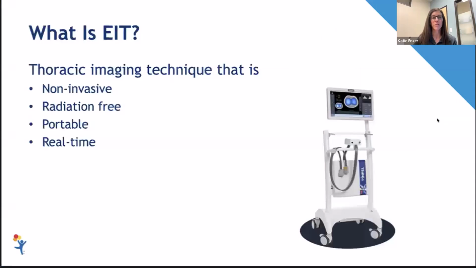So for those of you who are not familiar with electrical impedance tomography, or EIT, it's an imaging technique that is non-invasive, radiation-free, portable, and done in real time. All of these features make it really ideally suited for pediatric populations, but in particular for infants who are so sensitive to the damaging effects of ionizing radiation and can sometimes be too sick or too delicate to move down to radiology for other imaging studies.